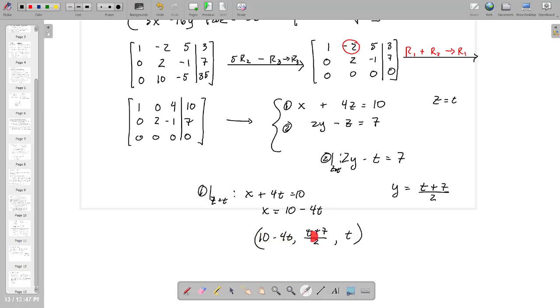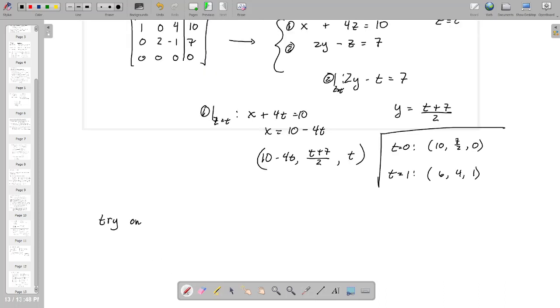Now remember, this is the solution for any value t. So there's infinitely many solutions. Now I'm going to choose t equals 0 to give you a specific solution to this system. And we say if t is equal to 0, then my solution will be 10, 7 halves, 0. If my t is equal to 1, then my solution would be 6, 4, 1. Just plugging in 1 for t everywhere you see a t.